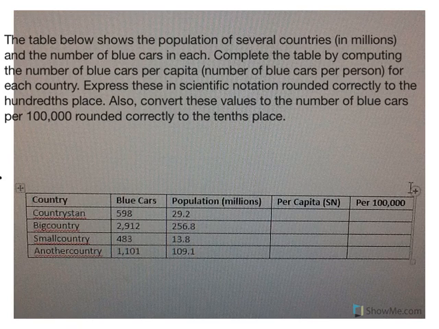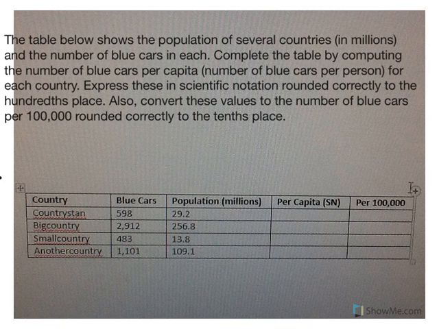The table below shows the population of several countries in millions and the number of blue cars in each. Complete the table by computing the number of blue cars per capita, which really means the number of blue cars per person for each country. Express these in scientific notation rounded correctly to the hundredths place. Also, convert these values into the number of blue cars per 100,000 rounded correctly to the tenths place.